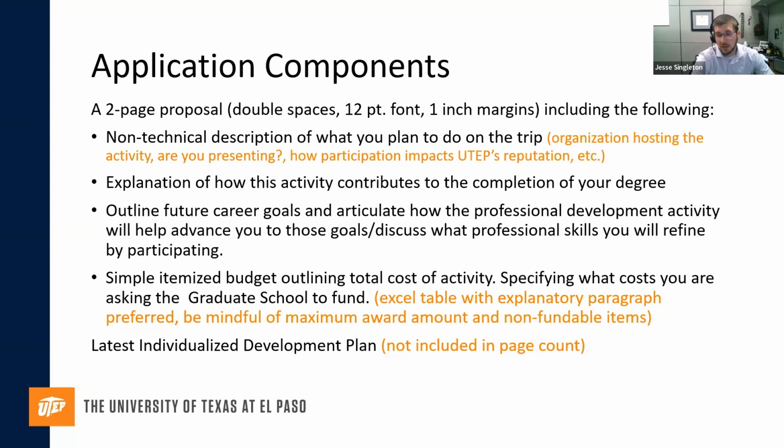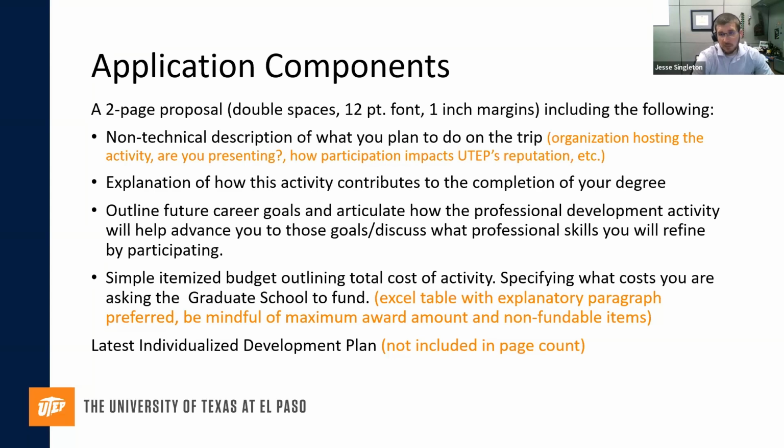So indicating the cost of airfare will be $650, the registration for the conference is $200, and the hotel cost will be $150 a night. And then indicating on there that you're requesting funding for your hotel and the cost of the conference is what we recommend. And again, give me an explanatory paragraph explaining how we utilize the funding.